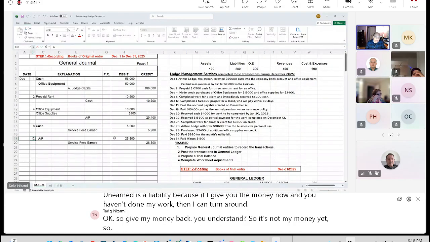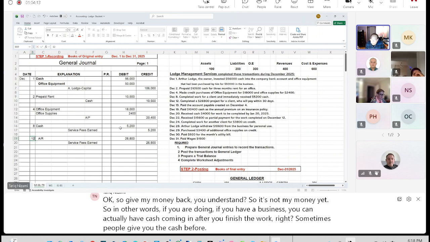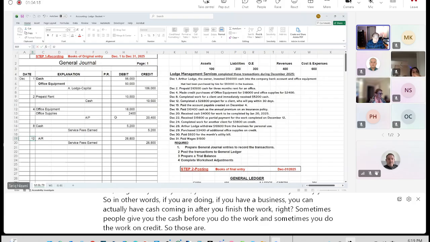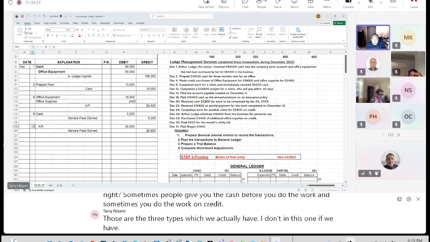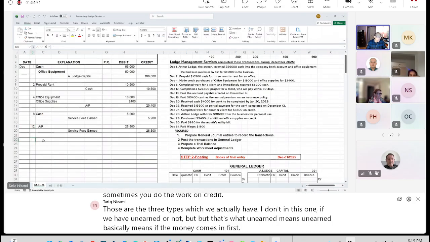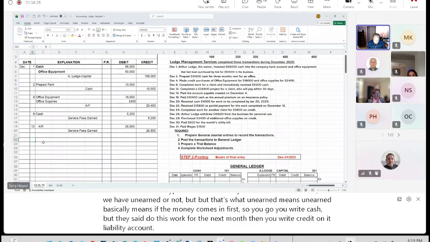In other words, if you have a business, you can have cash coming in after you finish the work. Sometimes people give you the cash before you do the work, and sometimes you do the work on credit. So those are the three types which we have. I don't know in this one if we have unearned or not, but that's what unearned means. Unearned basically means the money comes in first, so you write cash, but they said do this work for the next month. Then you write credit unearned. It's a liability account.